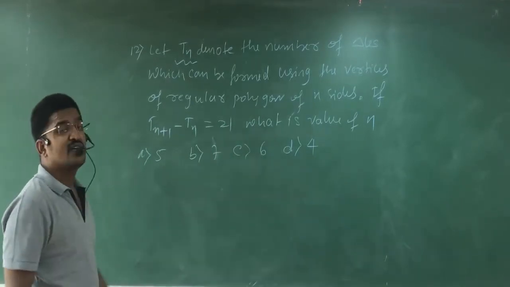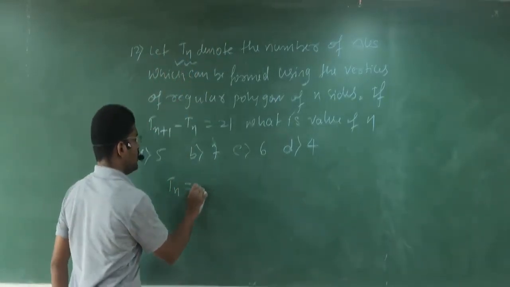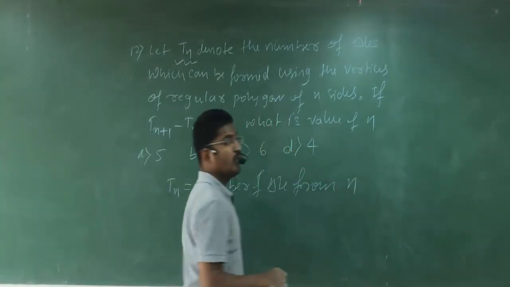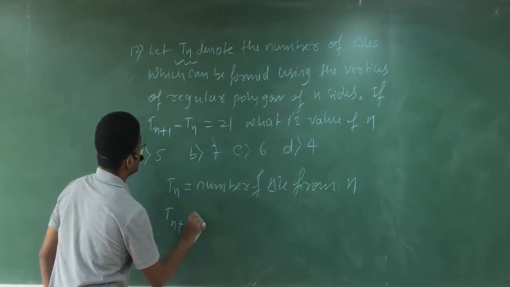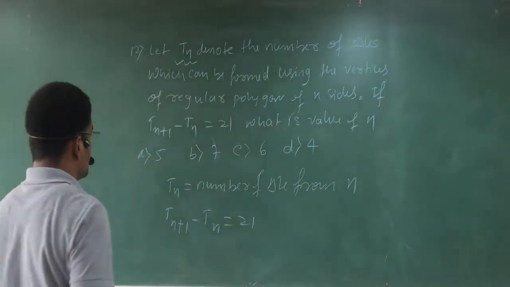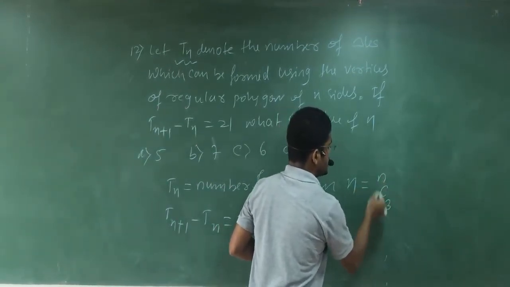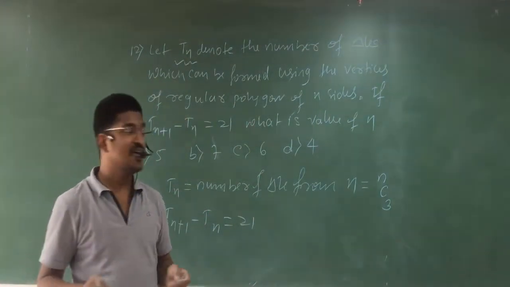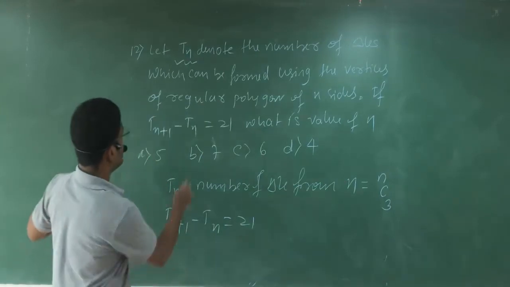Clear? Okay. So understand the problem. Tn is the number of triangles. Tn equals the number of triangles from n vertices of the polygon. If this statement Tn plus 1 minus Tn equals 21, they are asking what is the value of n. Okay. Tn equals the number of triangles from n sides, which is nothing but NC3, because we know the formula for triangles formed by n points on the plane is NC3. Clear? So Tn is NC3.